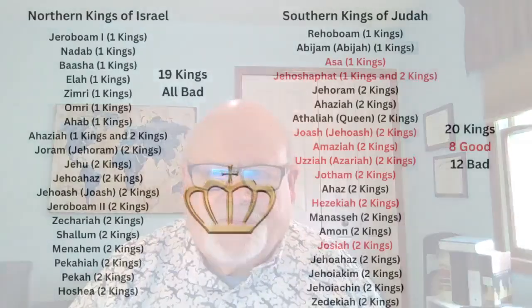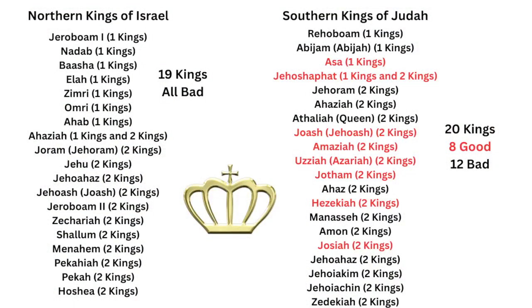Now, of the kings of Judah that were good, I'll give those to you real quickly here. First of all, there was Asa, and let me pull back up the picture, if I can, of all the kings of Israel and Judah. The first one on the right-hand side there was Asa. He instituted religious reforms and removed all of the idols. Then there was Jehoshaphat, who strengthened Judah spiritually and militarily, seeking God's guidance.